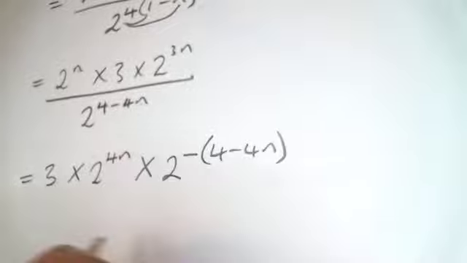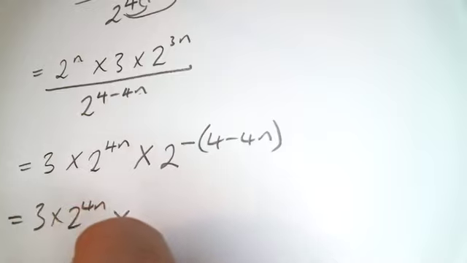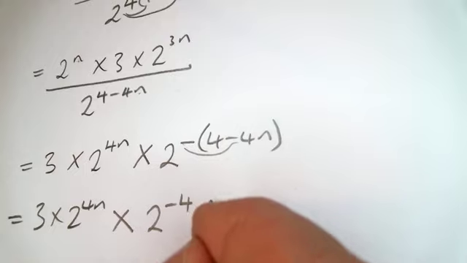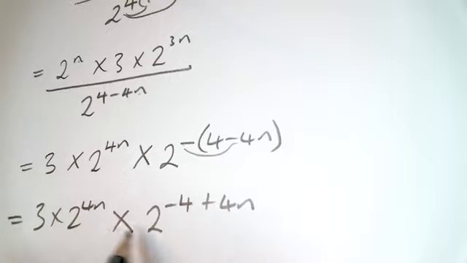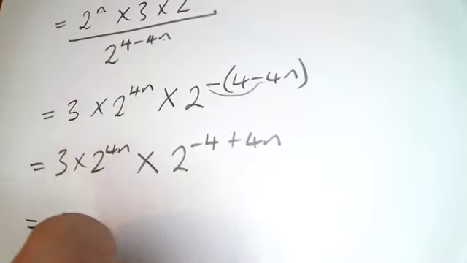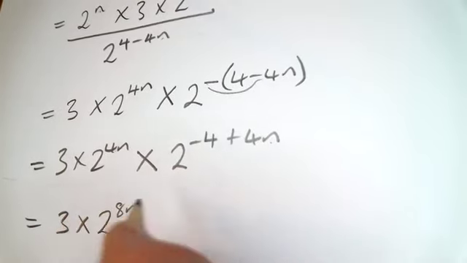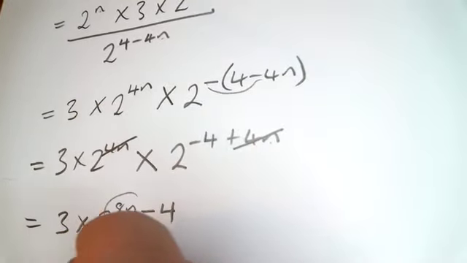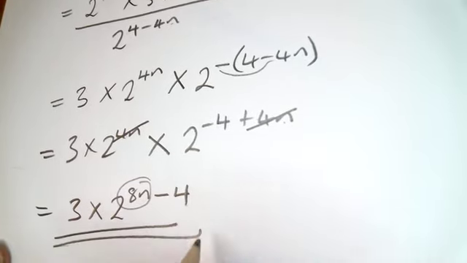So I can now resolve that nice and quickly. 3 times 2 to the 4n times, this is 2 to the negative 4, and negative 4n is plus 4n. Now I can just add anything with a 2, I can just add these things together. So this is going to be 3 times, well, I've got a 4n and a 4n, which is 2 to the 8n, and I've got a minus 4. So the 4n and the plus 4n become 8n, and I'm left with a minus 4, and I just tack that on the end there. So that there is my solution.